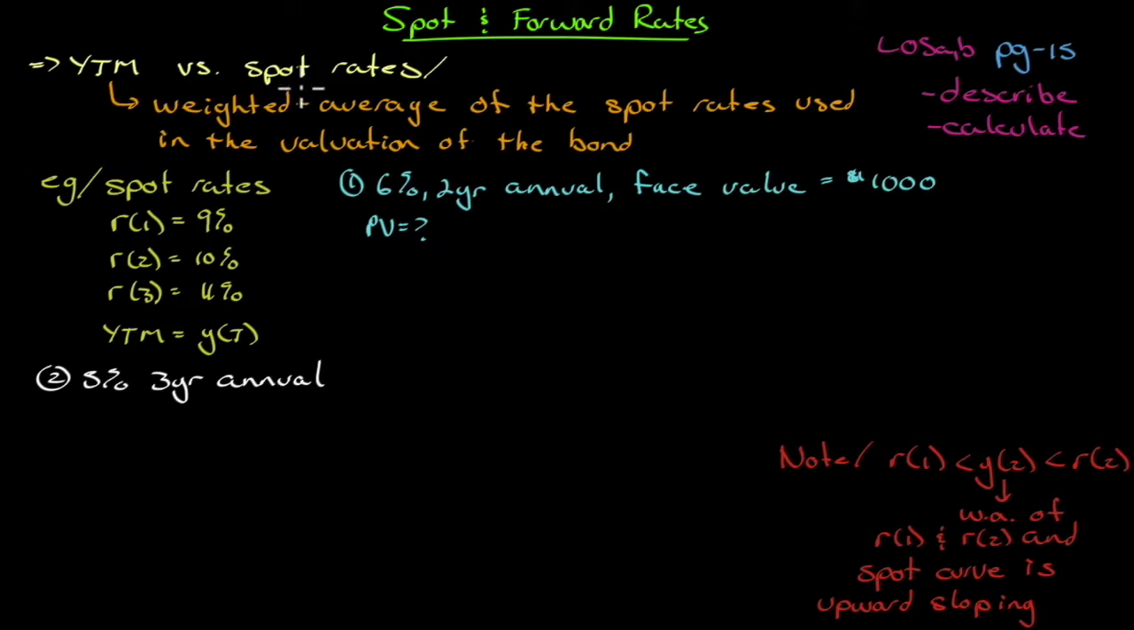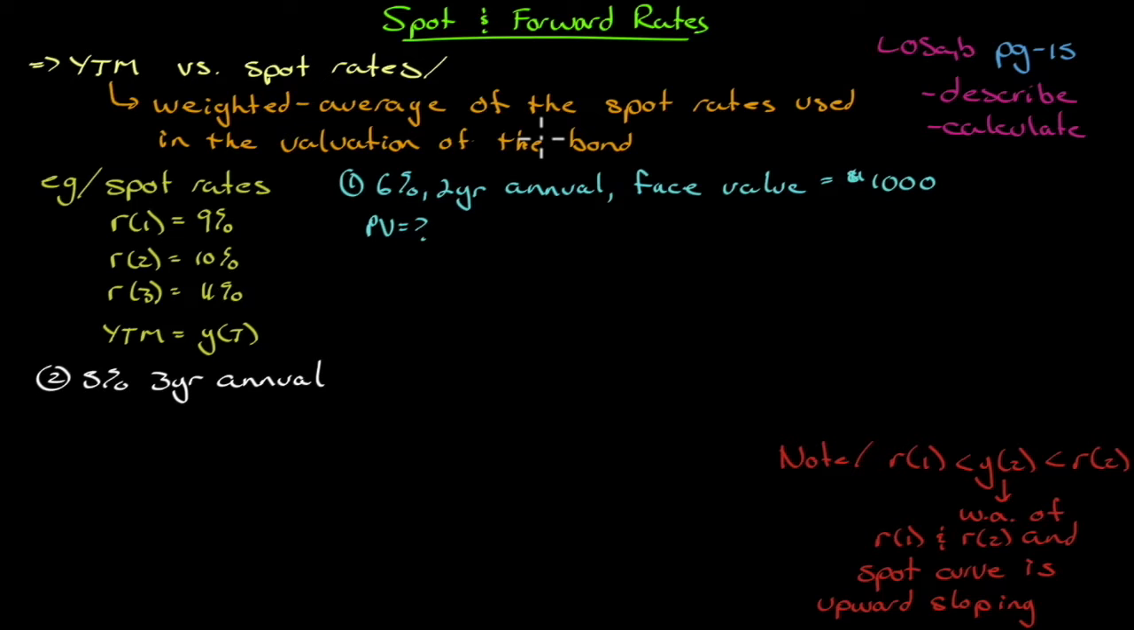The yield to maturity versus the spot rates. The yield to maturity can be seen as a weighted average of the spot rates used in the valuation of the bond. The proper way to price a bond is to discount each cash flow by its respective spot rate. So if we have a 2-year bond, we would discount each of the coupon payments by its respective spot rate at that time, as opposed to using just one discount rate.